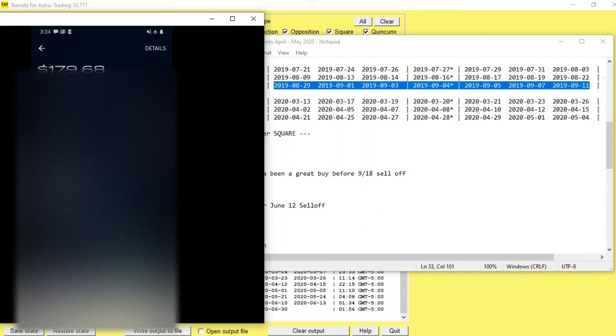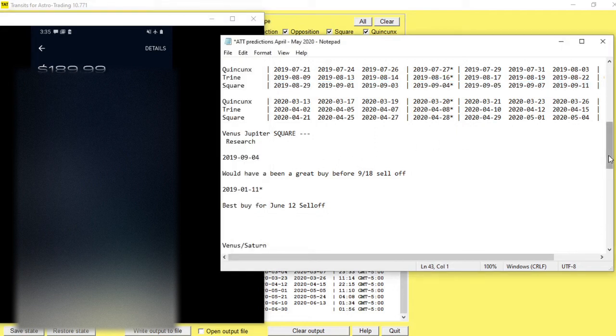So we've got that whole range there, August 29 all the way to 9/11. See how that energy was like a big player right there? That's the energy we're looking at. That would have been a great buy right there. But let's see if that stands up in at least one other instance.